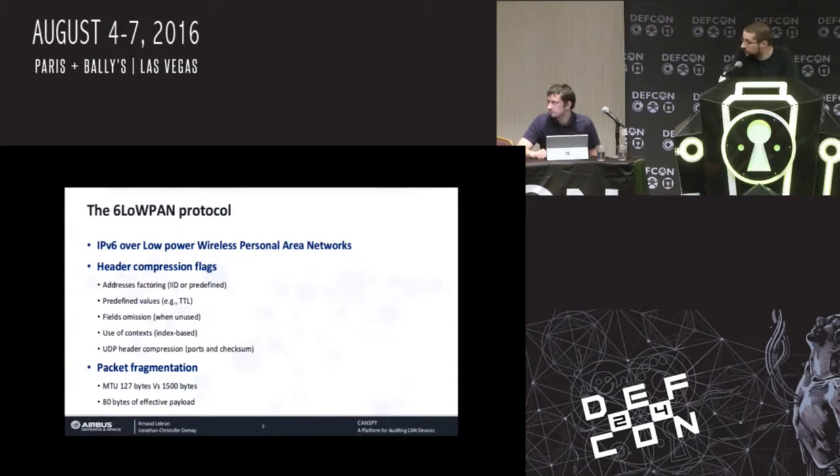So this network was relying on the 6LoWPAN protocol. So what is the 6LoWPAN protocol? Basically, it is IPv6 stretched and compressed and torn apart in order to make it fit over the air, to have a lesser network footprint.